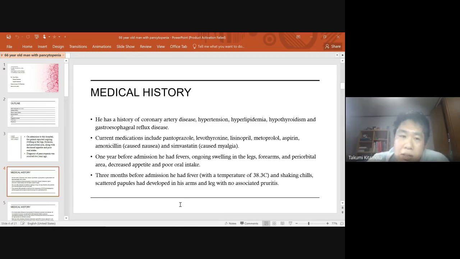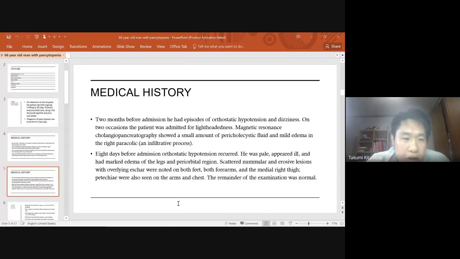And 1 year before admission, he had a fever, ongoing swelling in the legs, forearm, and periorbital area, decreased appetite, and poor oral intake. And 3 months before admission, he had a fever. Temperature was 38.3 degrees with shaking chills, and scattered papules developed on his arm and leg with no associated pruritus.